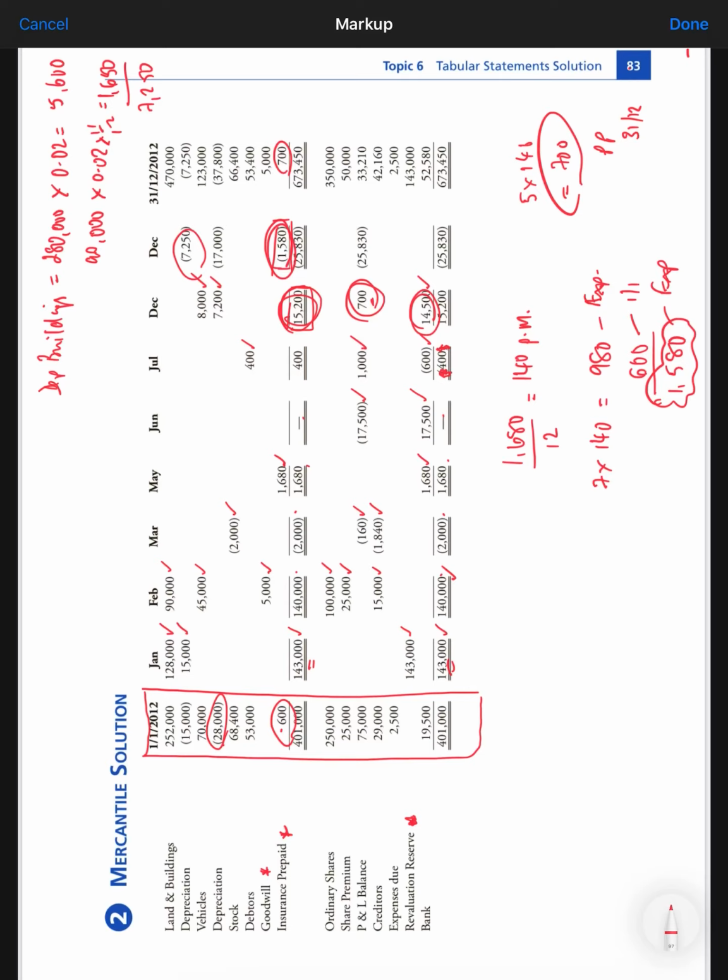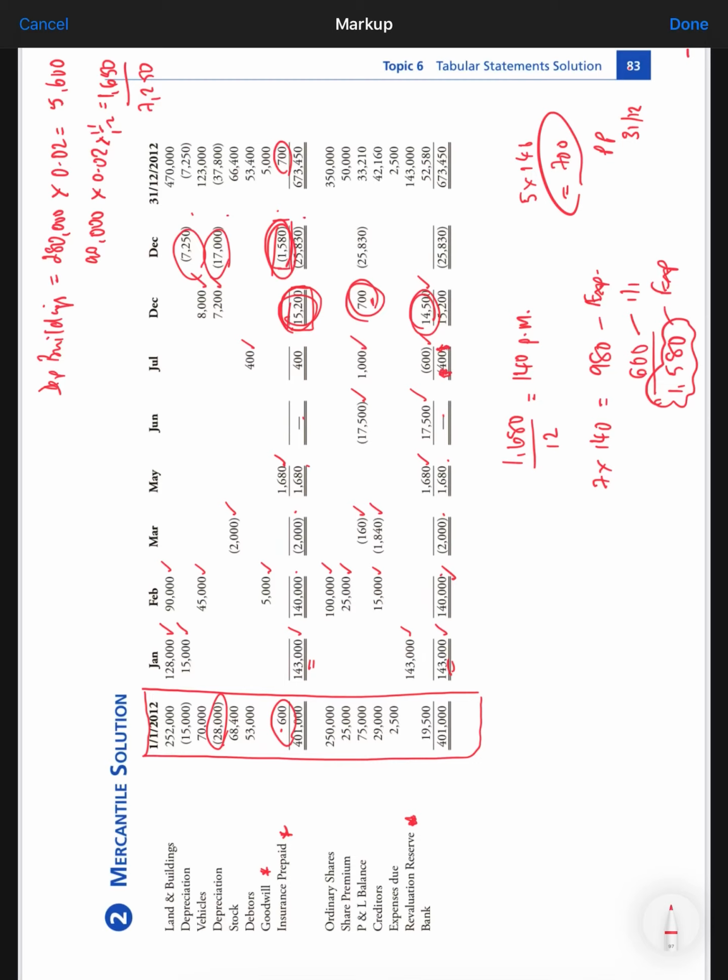And obviously it's depreciation, so it's a negative. Depreciation means to diminish the worth of your fixed asset. The 17,000 is given to you. It just says there, depreciation charge for the year in December for the vehicles was 17,000. We can add 1, 2, 3 of those together. You get a negative 25,830.